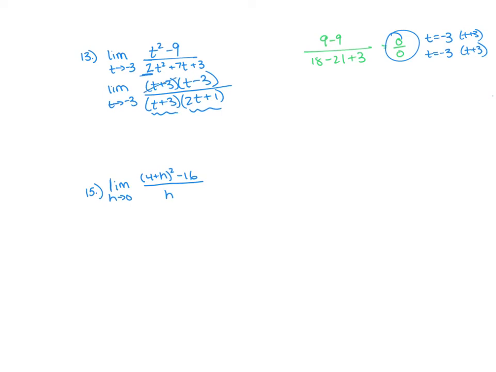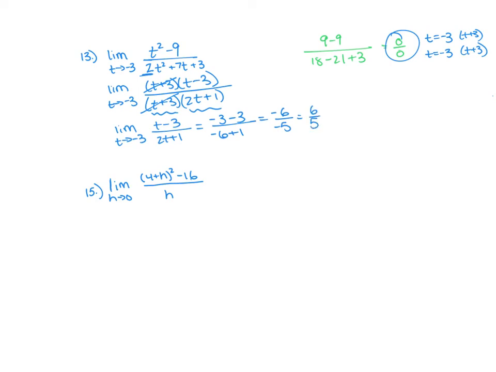Remember, our goal on these problems is to reduce. We want to reduce the fraction. So always be on the lookout for something that you might be able to take out. Once we reduce it, we try to plug in that value again. Looks like I'm getting negative 6 over negative 5, or just 6 over 5.